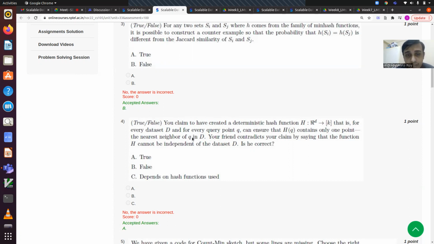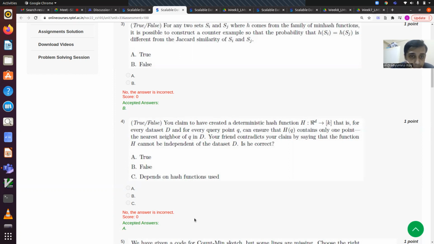Deterministic. Yeah. Because if we slightly modify the dataset, it will no longer map the query to the closest point, if we modify the dataset cleverly. So that's why I feel that it should be true. It cannot be independent of the dataset, because it's fixed. Everything is fixed. Yeah, exactly. Q is always mapped to a fixed point. Now, if we introduce a closer point, the hash function cannot handle that.